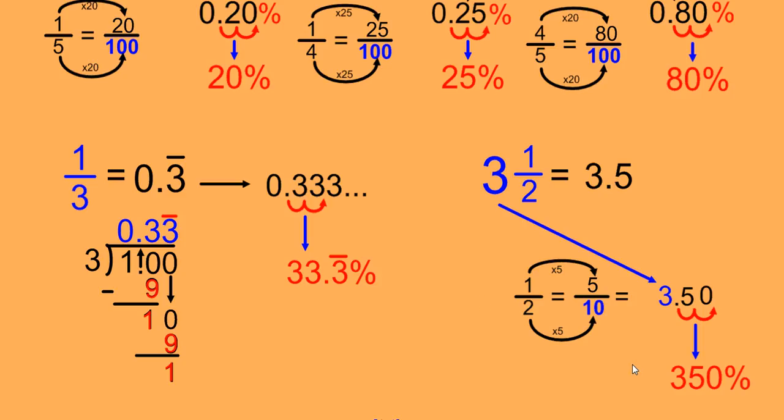350%. Well, ladies and gentlemen, you just learned how to convert a decimal to a percent and a fraction to a percent. I hope this helped you out.